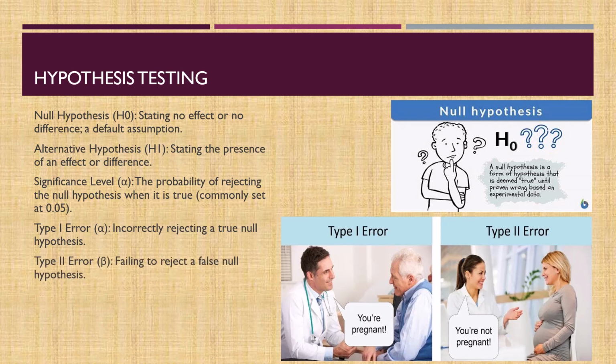There is type 2 error, which is failing to reject a false null hypothesis. For example, this lady looks to be so pregnant, but after thorough checks by the doctor, she confirms that the lady is not pregnant when she is pregnant.